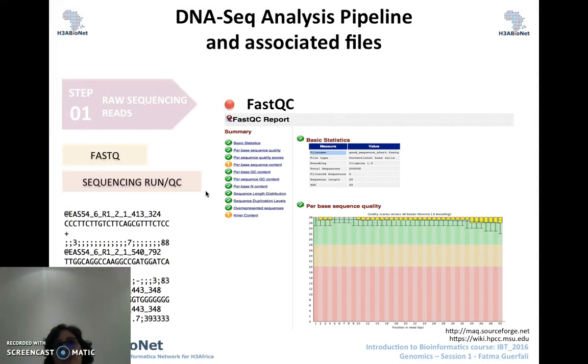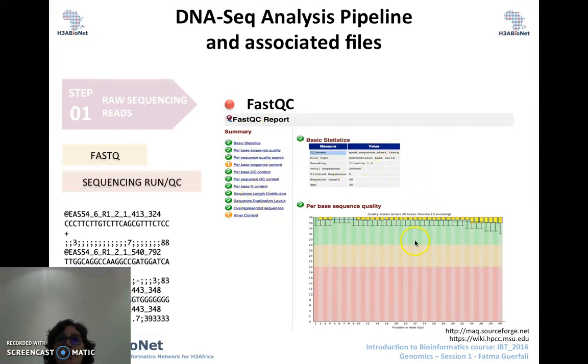So, FastQ files have to be quality controlled. This is the first step to perform. This is performed by what we call a FastQC, or fast quality control step, which generates an HTML file with all the information that is indicated on the left-hand side here of the screenshot.